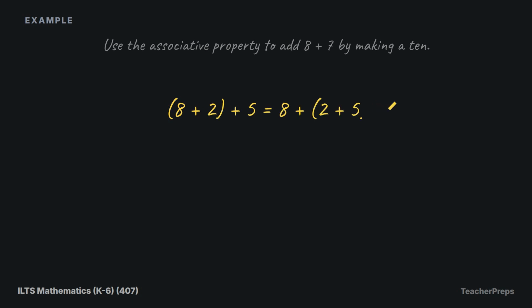Rewrite 7 as 2 plus 5, then regroup so 8 and 2 are added first, making 10. Adding to a 10 is straightforward, and the associative property guarantees regrouping does not change the total.